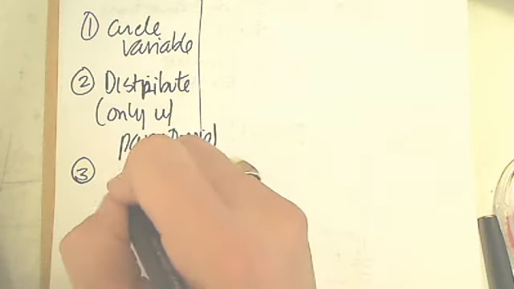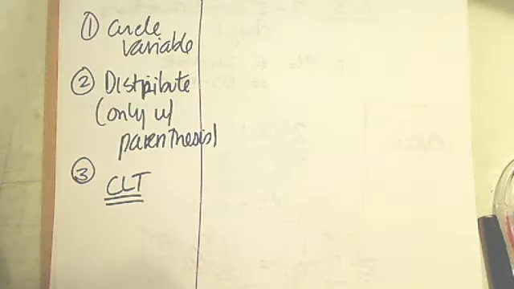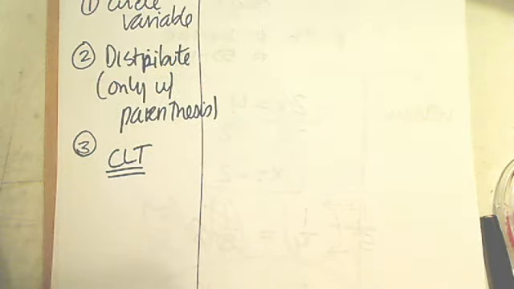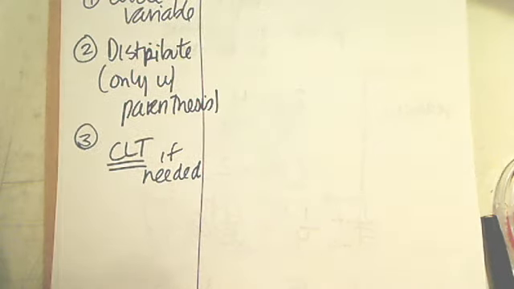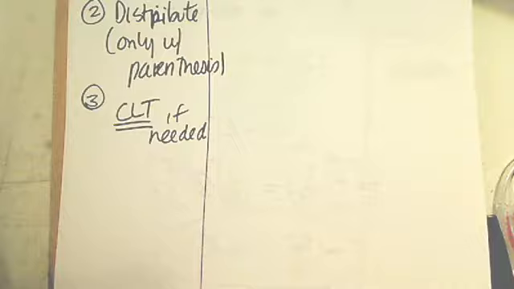Remember, simplifying means to CLT, or chicken, lettuce, tomato. Just kidding. Combine like terms. Combine like terms if needed, if you need to. Now, will you combine like terms every time? No. Only if you need to. Number 4.